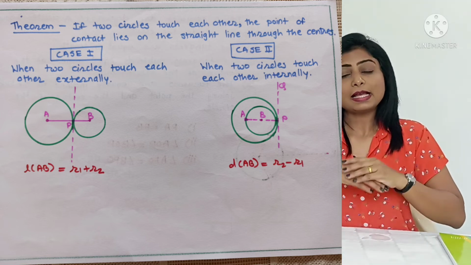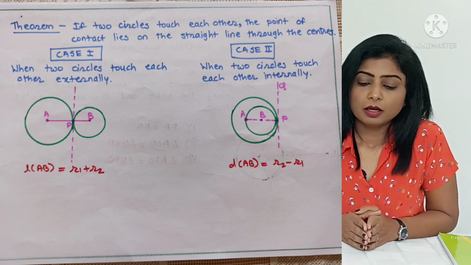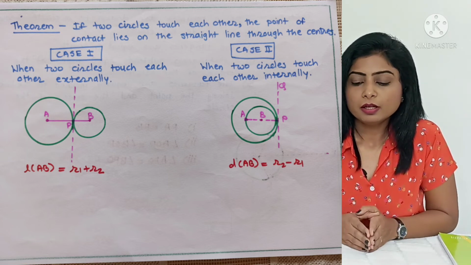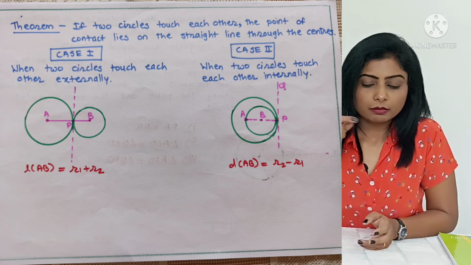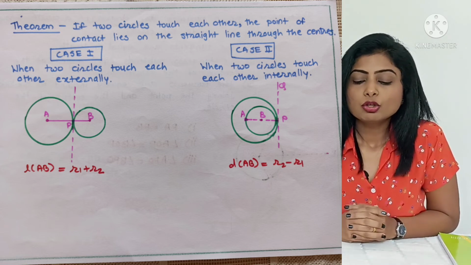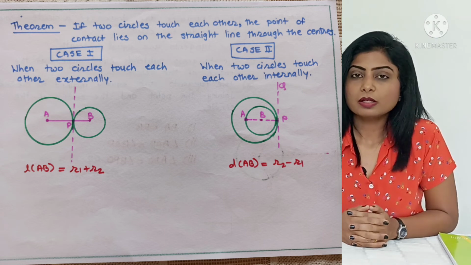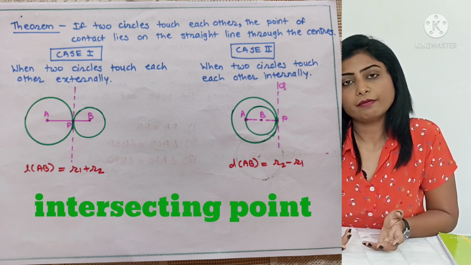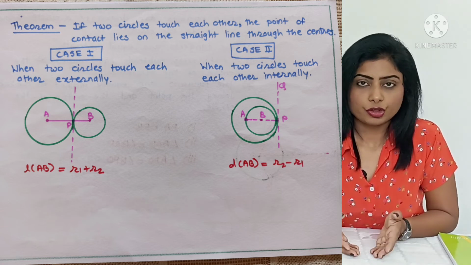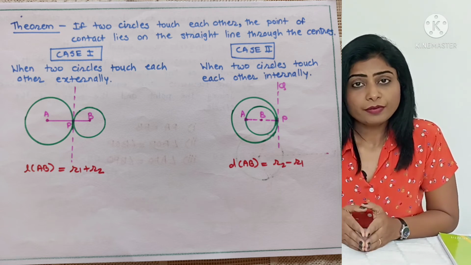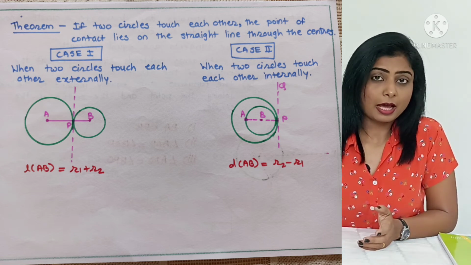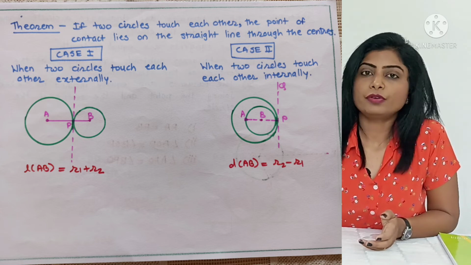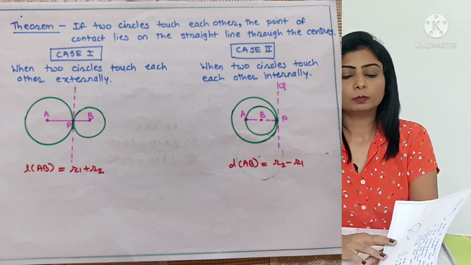Now when the two circles touch each other internally, I have drawn here two circles. So A and B are the centers of the respective circles and P is the point which is the touch point of these two circles. Again we have seen A, B, P are in a straight line. Now here the length of AB will be what? R2 minus R1. Here the bigger circle is of radius R2 and the inner circle is of radius R1. That is why it is so.